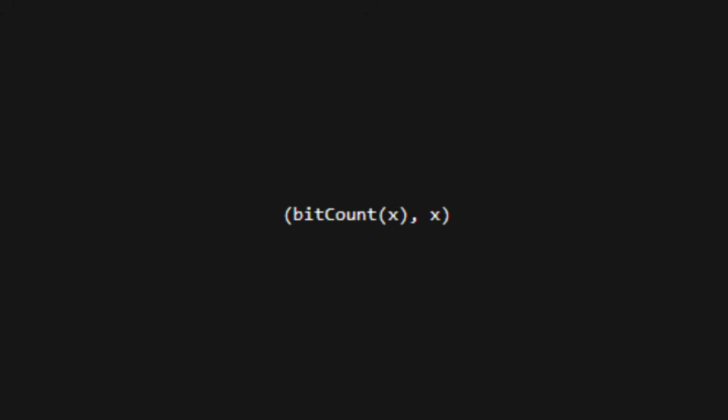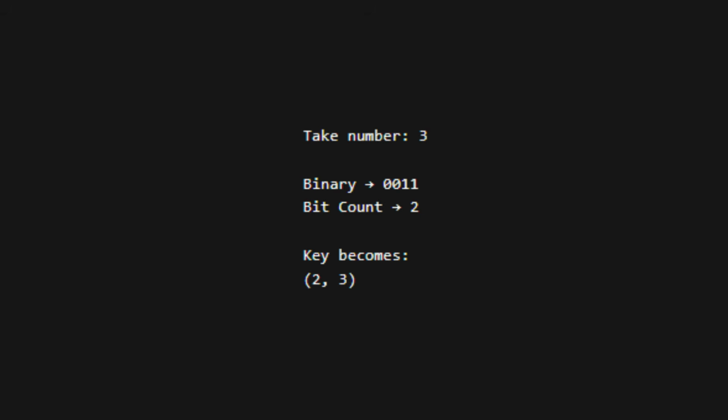Let's simulate how sorting actually happens. Suppose we take the number 3. Its bit count is 2, so its key becomes 2, 3. Suppose we take the number 4. Its bit count is 1, so its key becomes 1, 4.